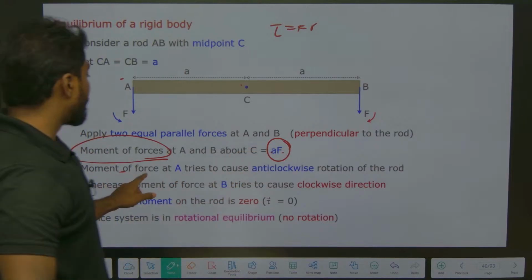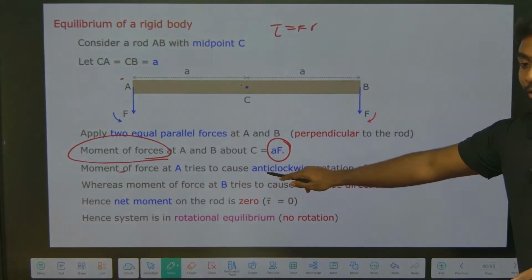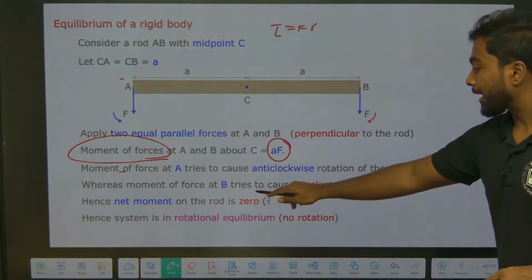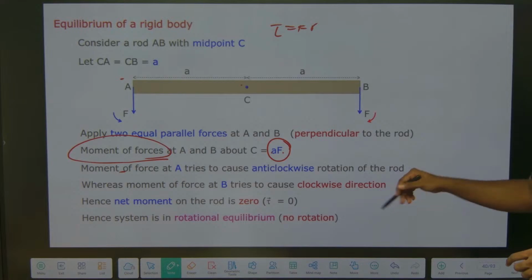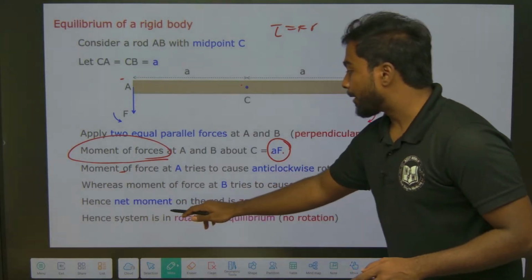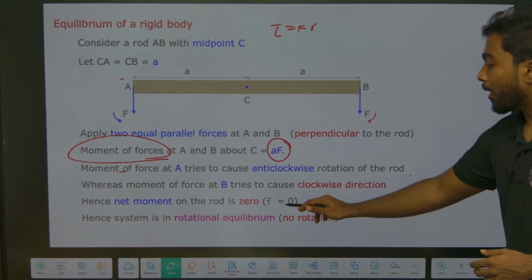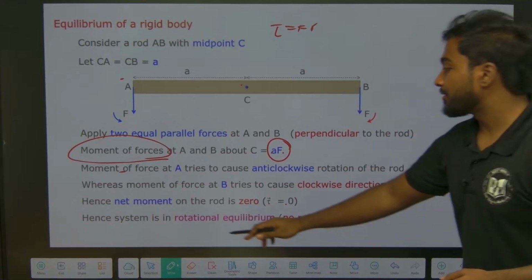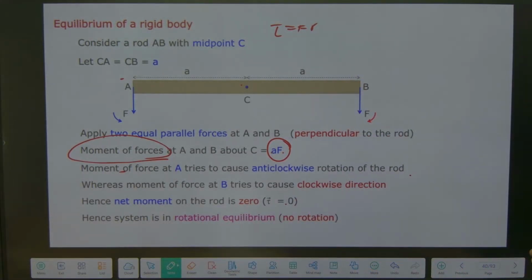So the moment of force at A tries to cause anti-clockwise rotation of the rod, whereas the moment of force at B tries to cause clockwise rotation. Hence the net moment on the rod is 0, that is, net torque will be 0. So both being in the same direction, there won't be any torque, hence the system is in rotational equilibrium, no rotation. So torque equals 0 means rotational equilibrium. Force equals 0 means translation equilibrium.